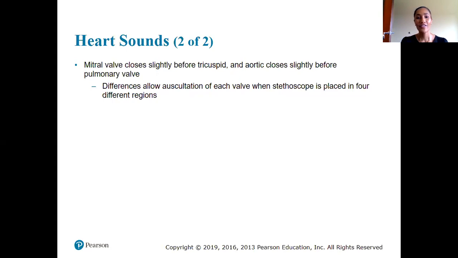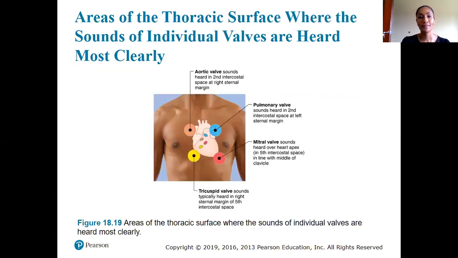in 4 different areas to fully hear each one of these valves and how they're closing and what they sound like. So this is a diagram showing us the areas of the thoracic surface where the sounds of the individual valves are most heard clearly. So if you've ever paid attention to your doctor listening to your heart, you'll notice that they'll probably place the stethoscope in these areas to get a good hearing of these valves, especially if they're trying to listen for defects or things like that.